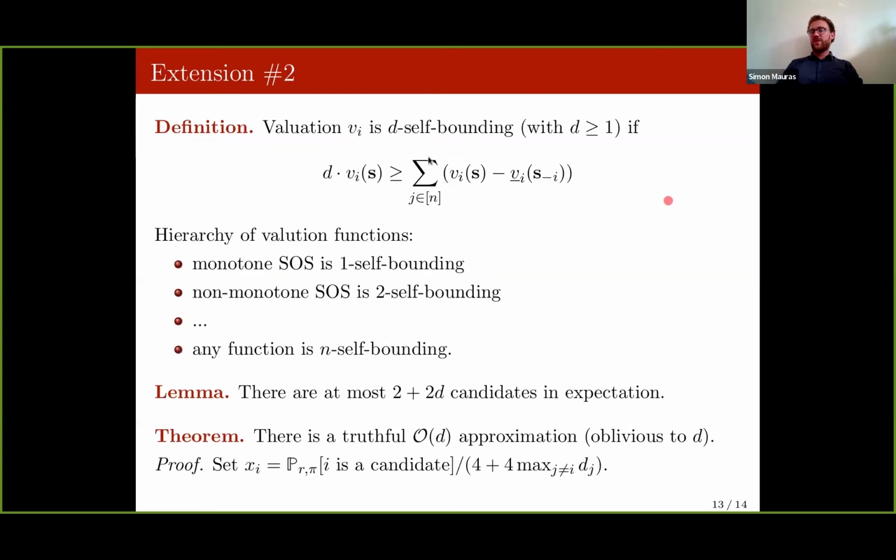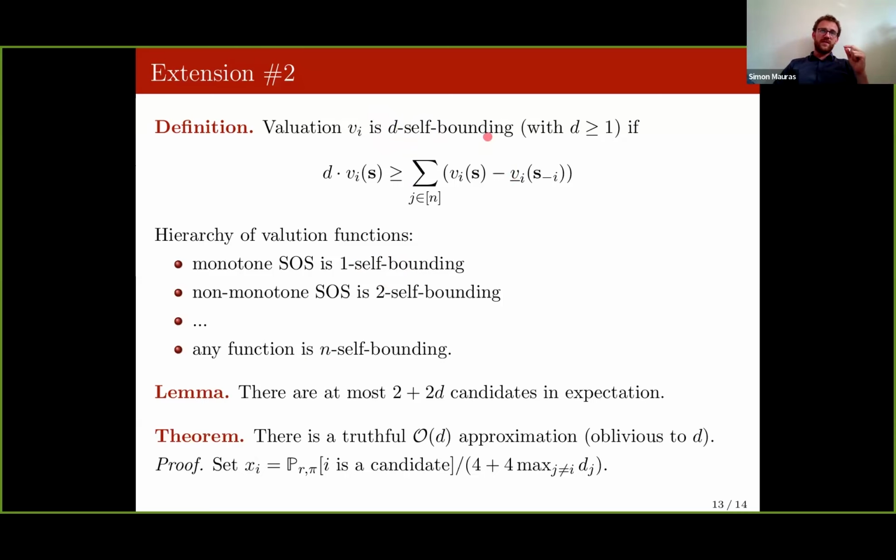Okay, second extension. Maybe you're happy with submodular of a signal's valuation function, but your valuation function is not quite exactly submodular of a signal. Maybe it's slightly more complex than that, and maybe it's non-monotone, or a bit more general. And so you want a mechanism that would work for every valuation function, not only the SOS ones. In this second extension, you can relax the notion of self-boundingness by introducing some multiplicative factor D, which gives you a hierarchy of valuation functions, which eventually captures all functions.